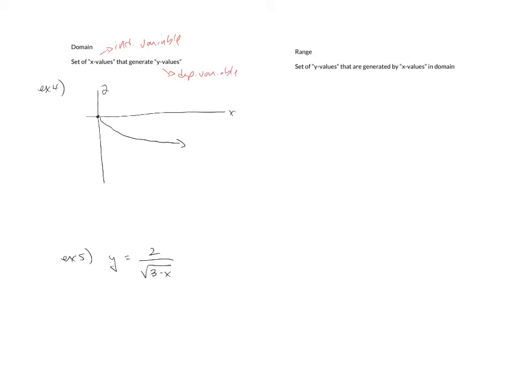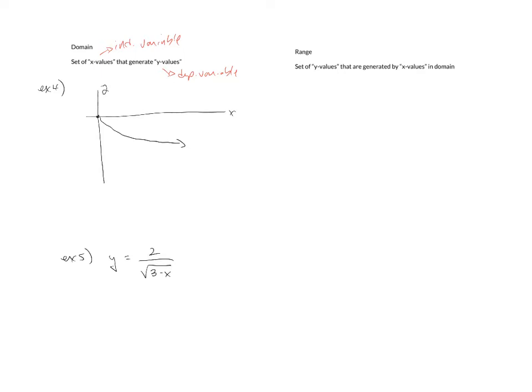So an independent variable is the variable in which you put a number in. The dependent is what comes out. It depends on what you put in for what came out. So we'll take a look at example 4 here, where you're given a graph, and we're going to figure out what the domain and range would be for this particular graph.